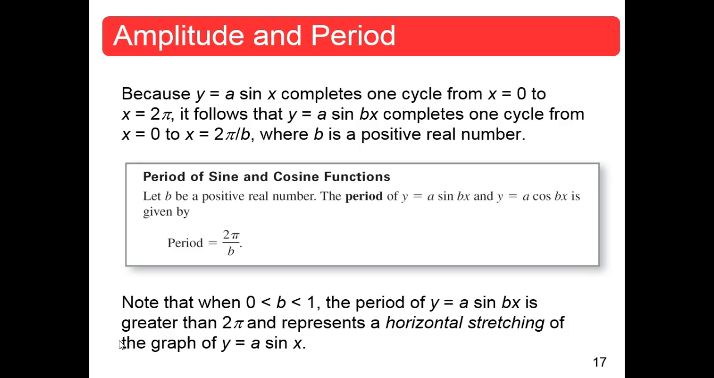So when b is between 0 and 1, in other words a small positive number, that is a stretch. The period is greater than 2 pi because you're dividing by a small number, so it's a horizontal stretching. And vice versa, when b is greater than 1, because it has to be positive, then it's a shrink. All right. Good deal.